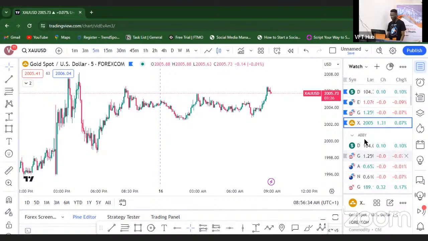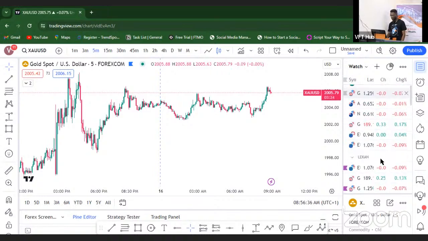All right. So looking at the yen basket, let's quickly take a look at the yen basket.